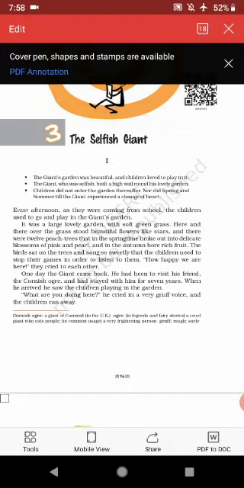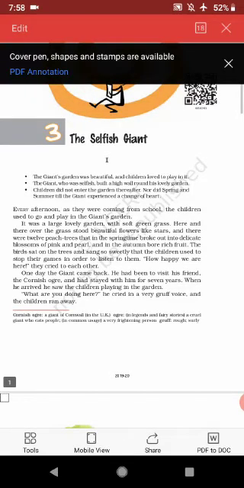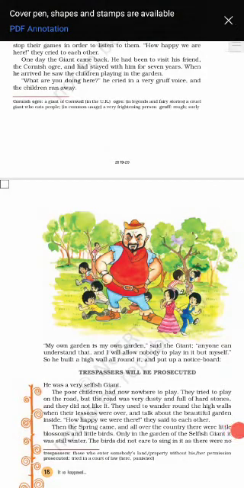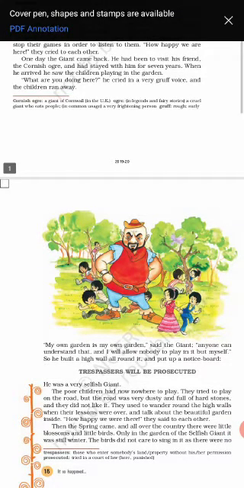Seeing this situation, he was very selfish, that is why he became very angry. He asked, "Hello, what are you doing here?" He cried in a very gruff voice, and the children ran away. When he cried in a very gruff voice, the children feared so much that they ran away from there. So, dear students, just see, this is the selfish giant figure, and all the children are running.